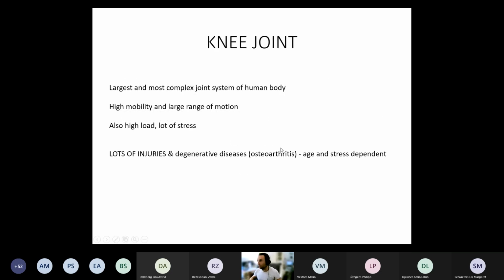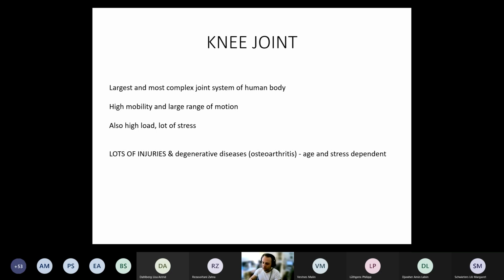So the first part will cover the most important information about the knee joint. Basically here we won't have time to go through every little detail. I want to give you a guideline and some insight into the most important things about the knee joint. So first of all, this is the largest and also the most complex joint system in the human body.